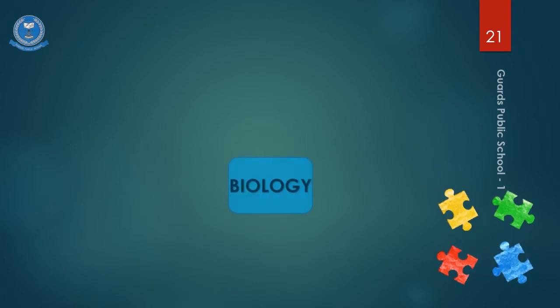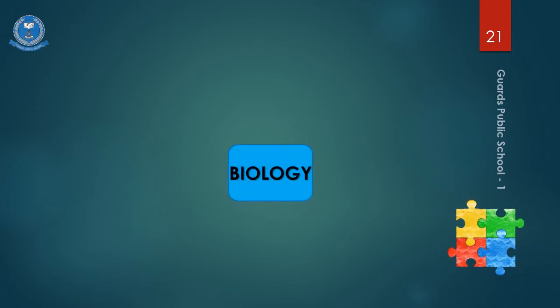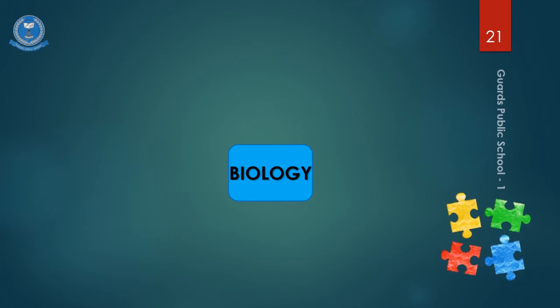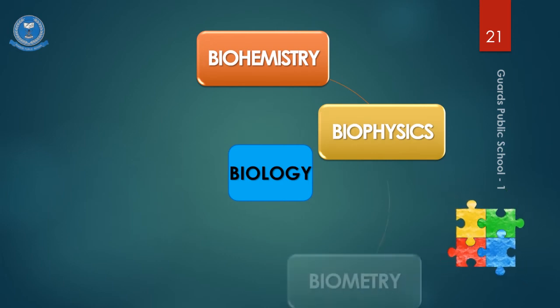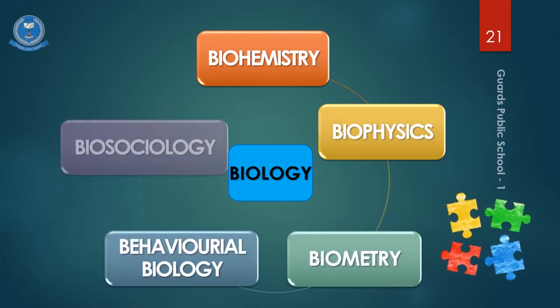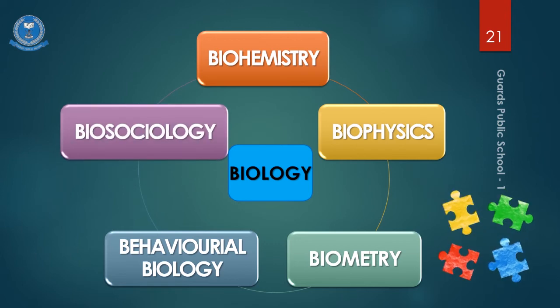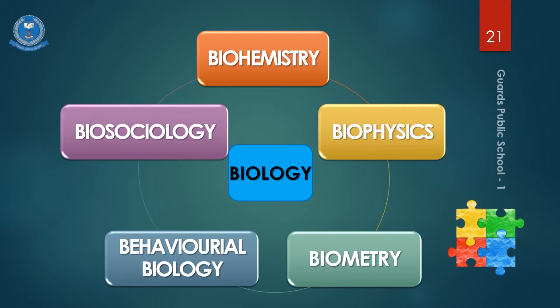Biology is a multidimensional science. It is linked with the knowledge of chemistry, physics, mathematics, etc. And these branches which are related to biology are biochemistry, biophysics, biometry, behavioral biology, and biosociology. Now students, we will discuss all these branches separately.